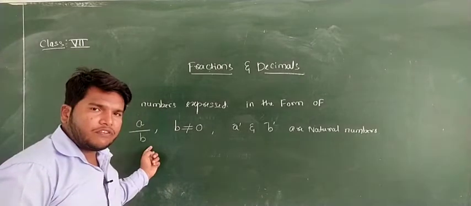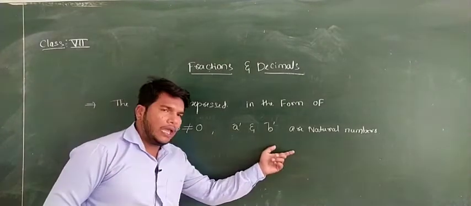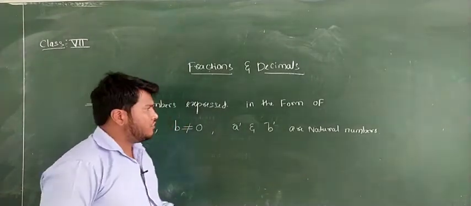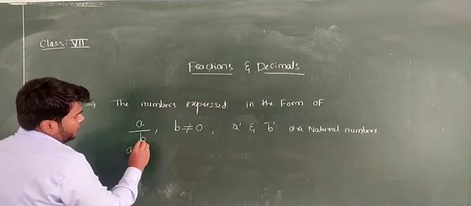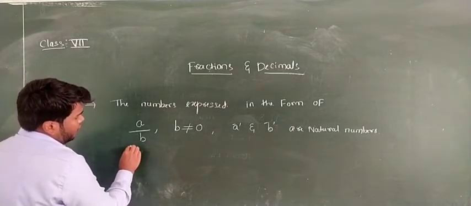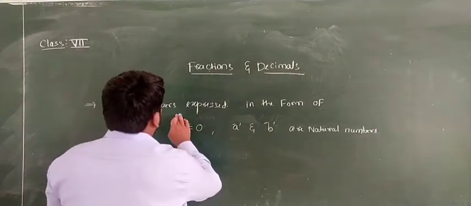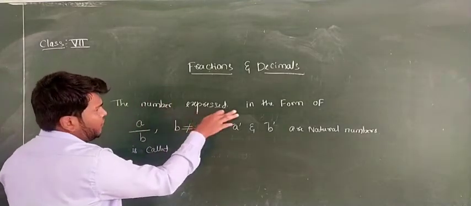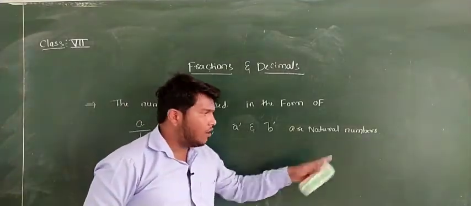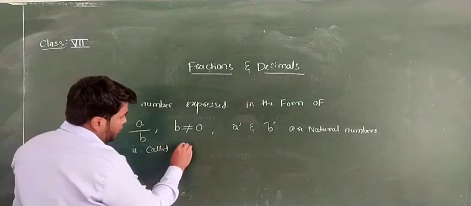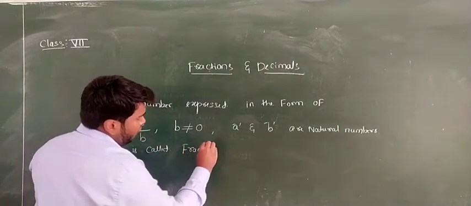The numbers expressed in the form of a by b, b is not equal to 0, and a and b are natural numbers, such type of numbers are called fractions. You can write it: the number expressed in the form of a by b, b is not equal to 0, a and b are natural numbers, is called a fraction. So this is the definition of fraction.